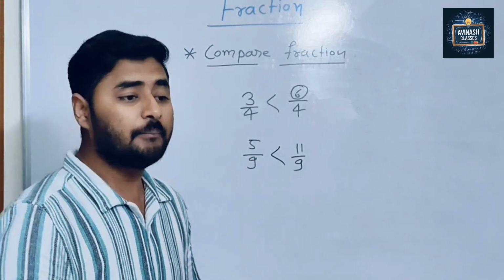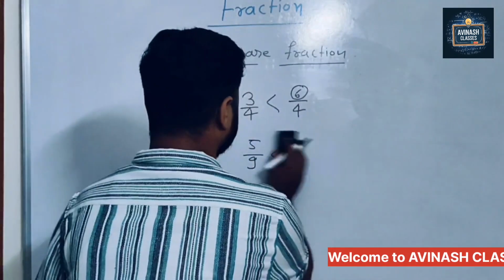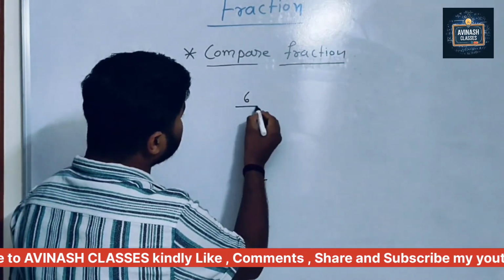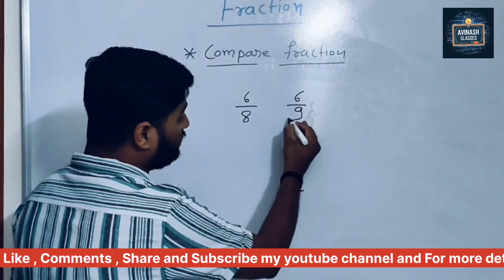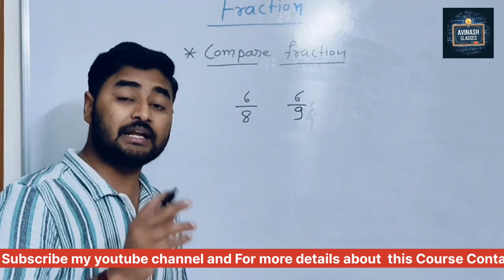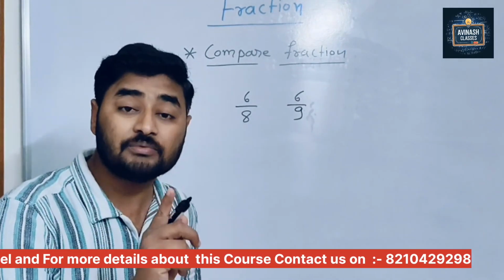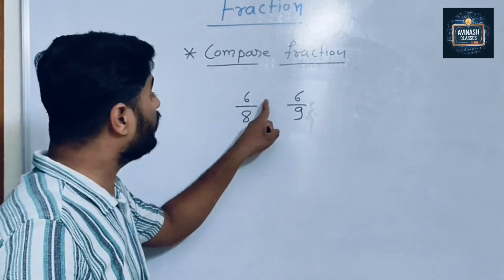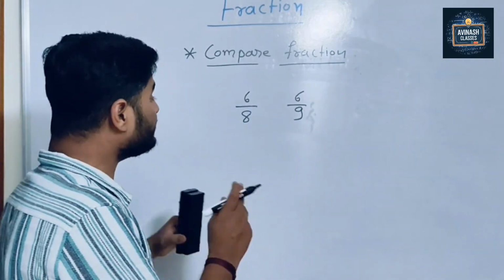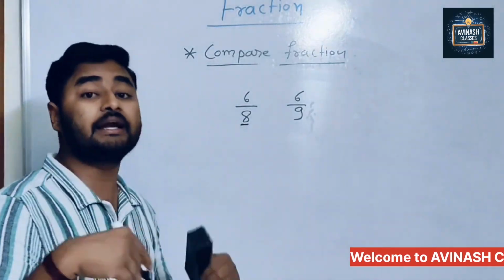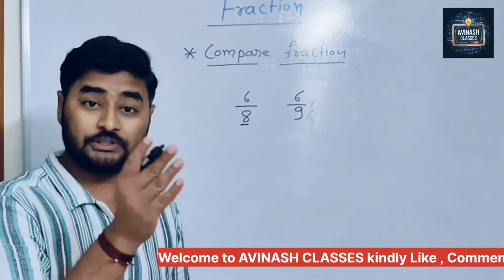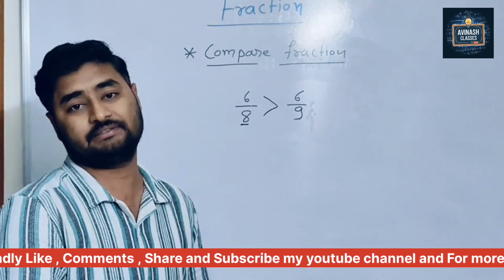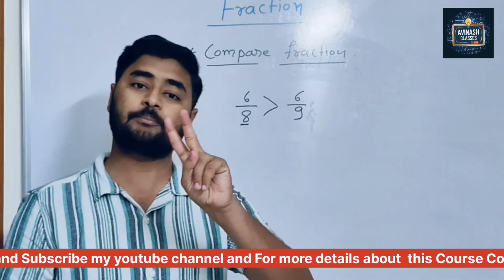Very easy, na? Now when you get the numerator equal, see, 6 by 8 and 6 by 9. What is the difference here? Last time that was like fraction, where the denominator should be equal. But here the numerators are the same, but the denominators are different. So in this case, the smaller number has the greater value. Just opposite. See here 8 or 9, but 8 is greater. So we write like this. These two concepts you have to keep in mind.